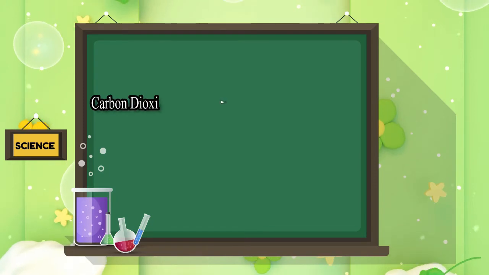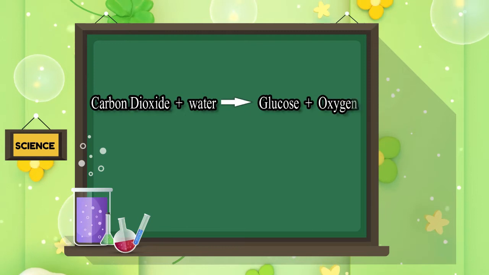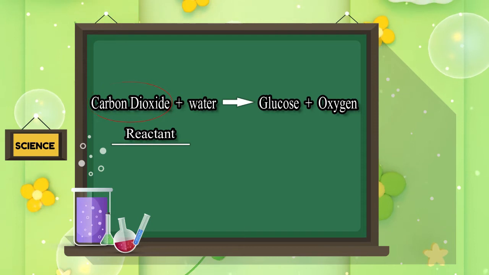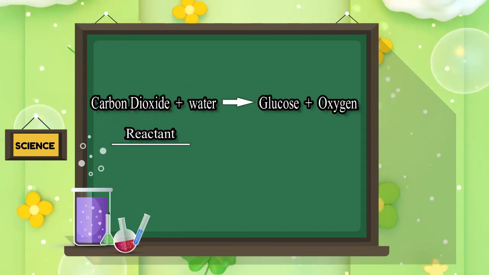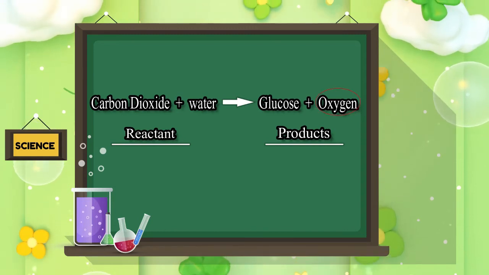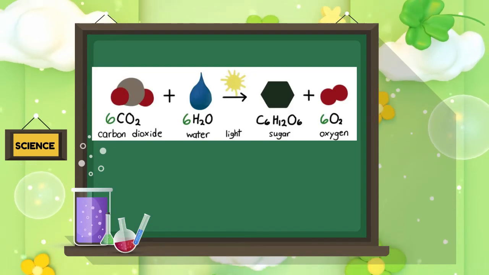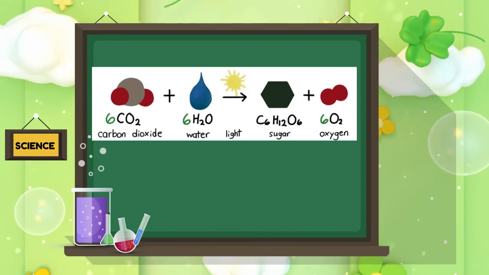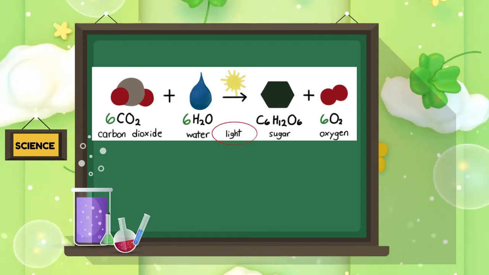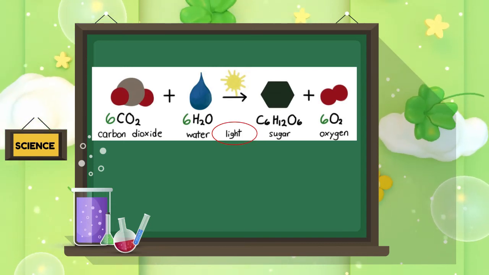Here is the formula of photosynthesis. On the left side of the formula, you have the reactants. So we have the carbon dioxide and the water. On the right side of the formula, you have the products. So we have oxygen and the glucose. So this is another way of writing the formula. As you can see, there is written there the word light. So that means that light is present during the process.